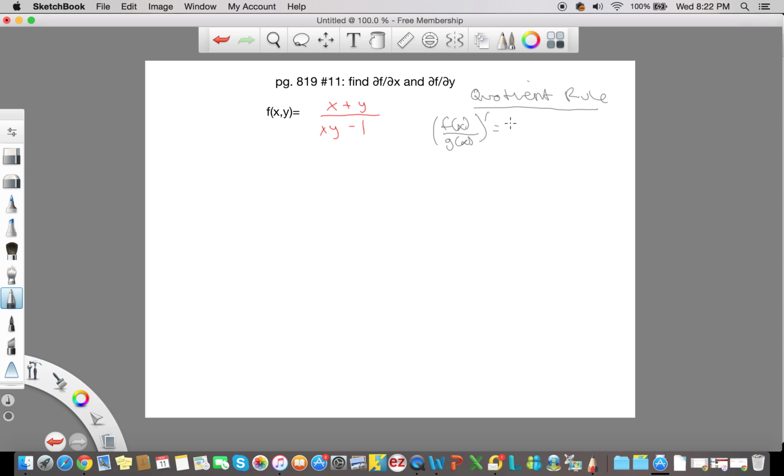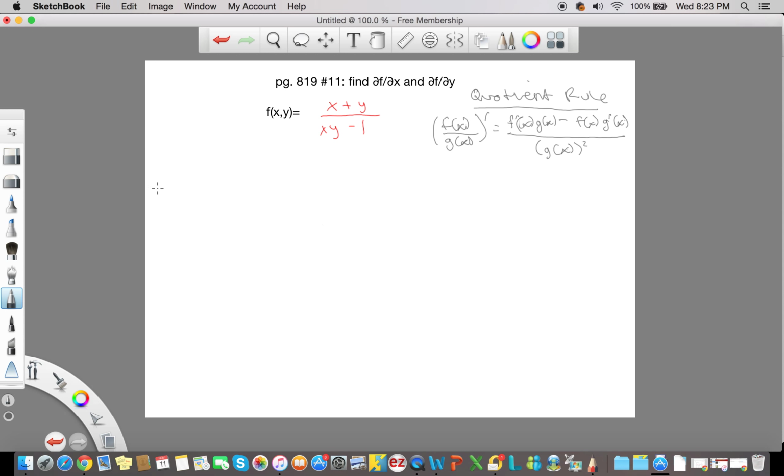So it's going to be the derivative of the first times the second minus the first times the derivative of the second all over the second squared. So I'm just going to clean up one little thing here. Where's my eraser? Okay, that is f prime of x. I just want to make it clear here. F prime of x. Okay, derivative of the first times the second minus the first times the derivative of the second all over the second squared.